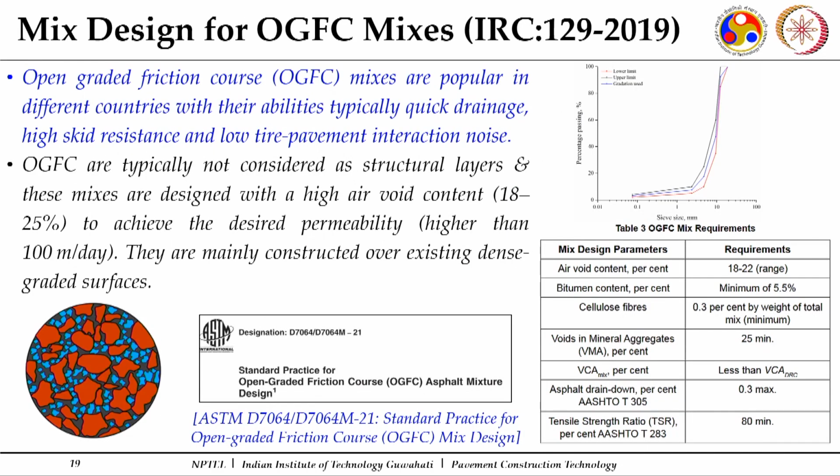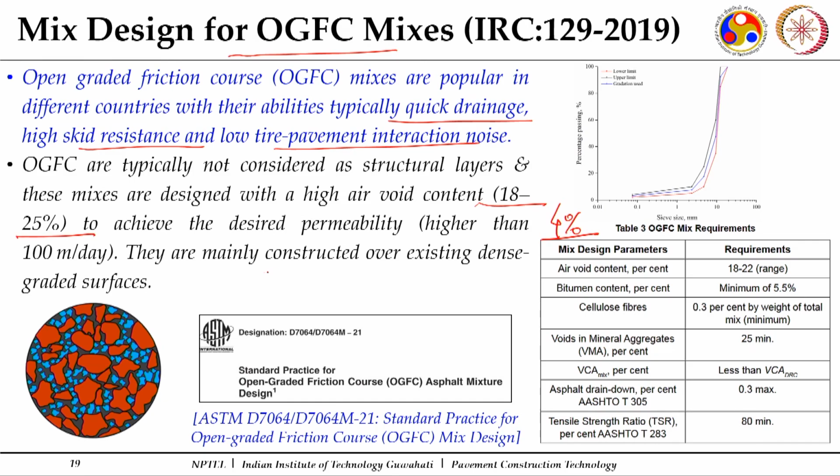Similarly, one more mix which is popular is OGFC. This is quite popular in many countries, specifically because of its abilities regarding quick drainage, high skid resistance, and low tire pavement interaction noise. These mixes are designed at a higher air void content. What we considered for SMA and the bituminous concrete other dense graded mixes, we were targeting 4% air void content. Here we are targeting 18 to 25% air void content.